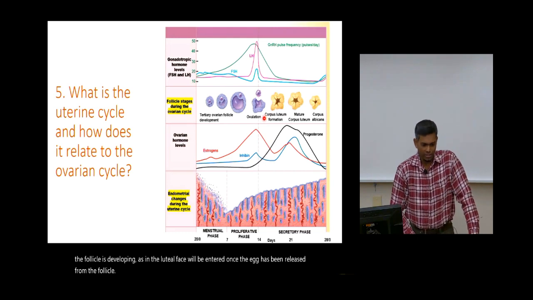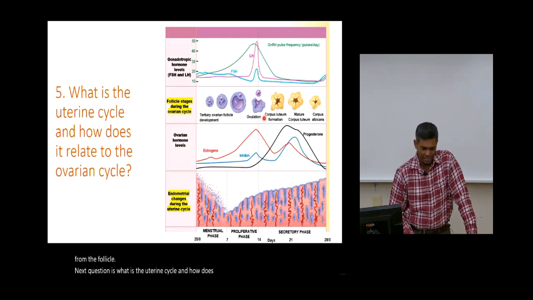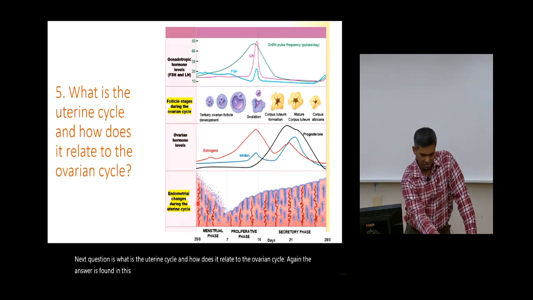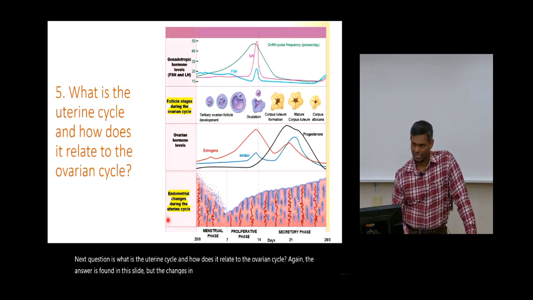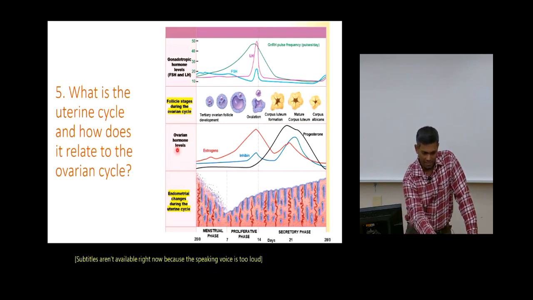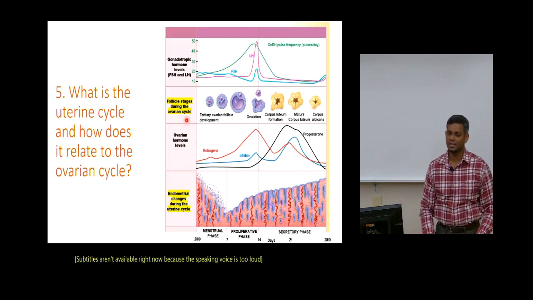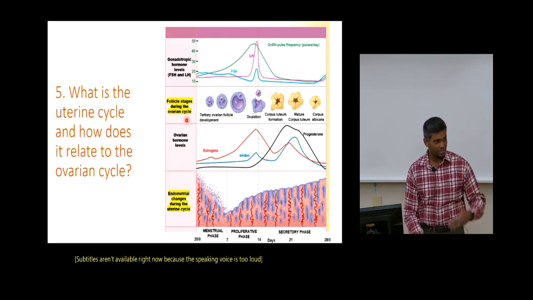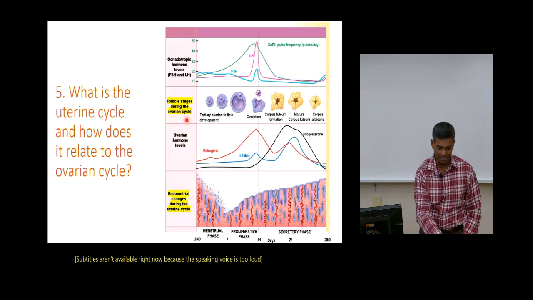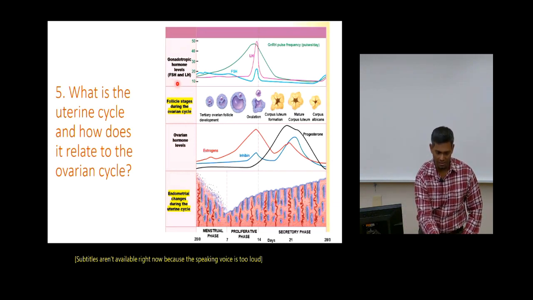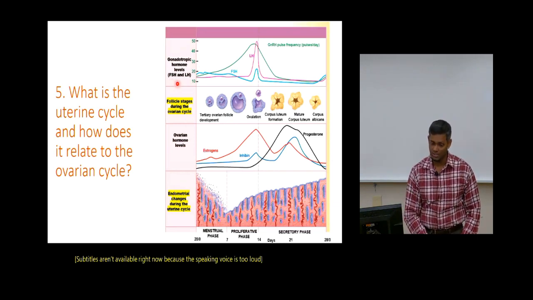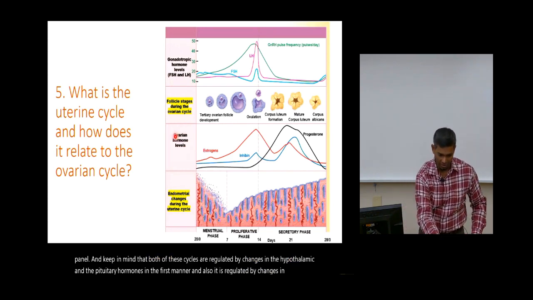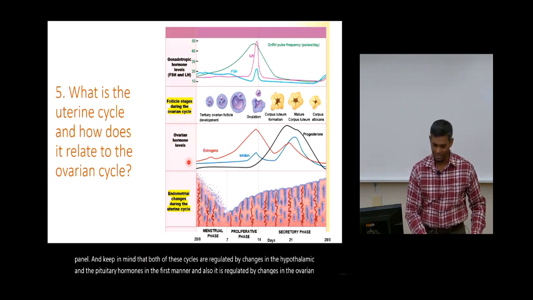Next question is, what is the uterine cycle and how does it relate to the ovarian cycle? Again, the answer is found in this slide, but the changes in the uterus during the uterine cycle are shown in the lowest panel, whereas the corresponding changes in the ovarian cycle are shown in the above panel. And keep in mind that both of these cycles are regulated by changes in the hypothalamic and the pituitary hormones in the first panel, and also by changes in the ovarian hormones shown in the third panel as well.